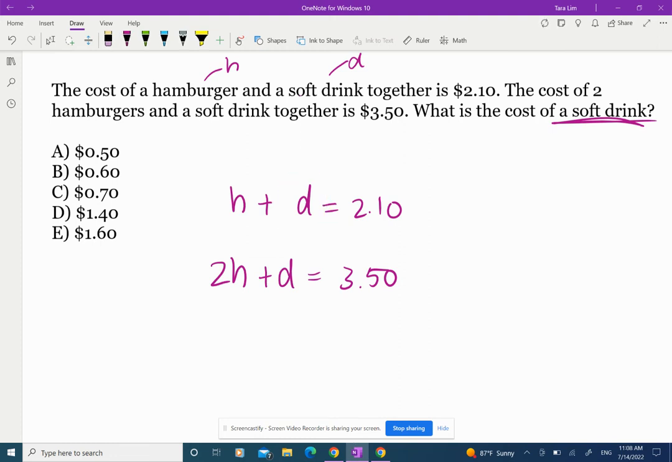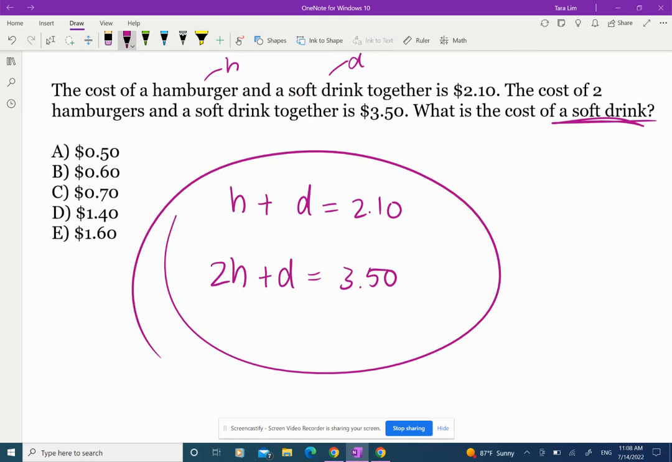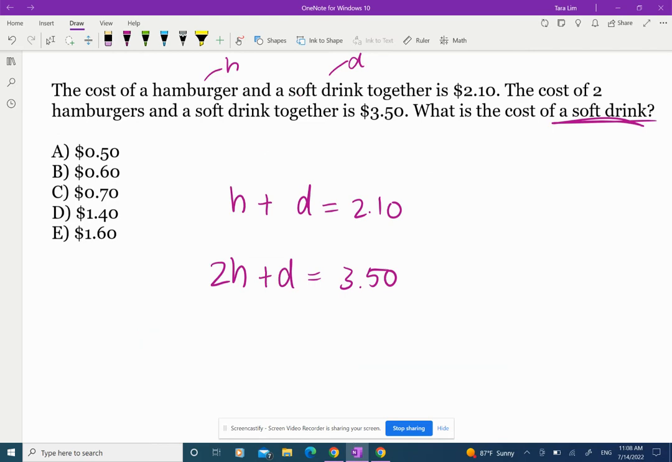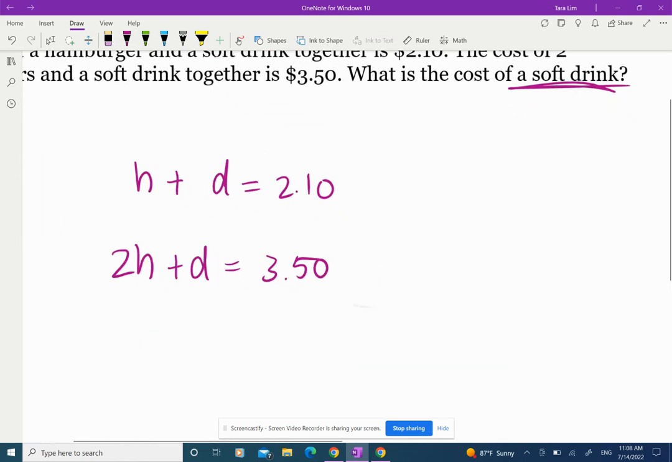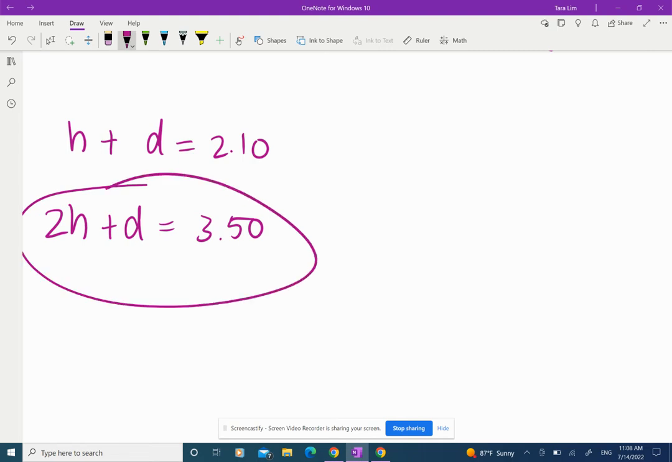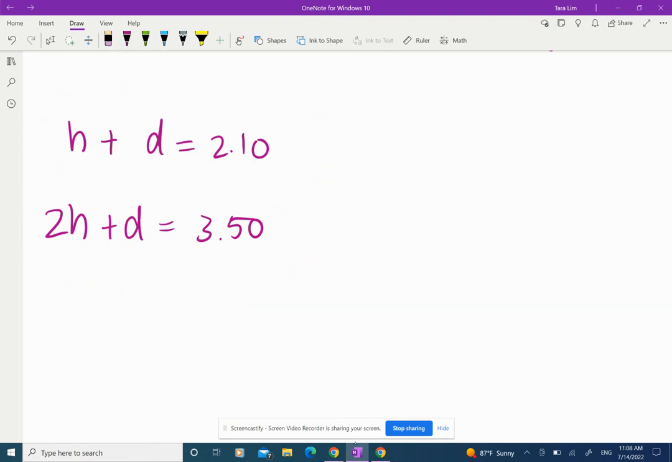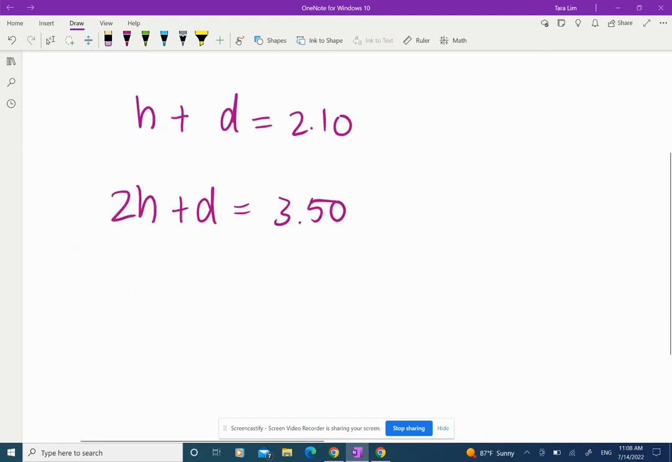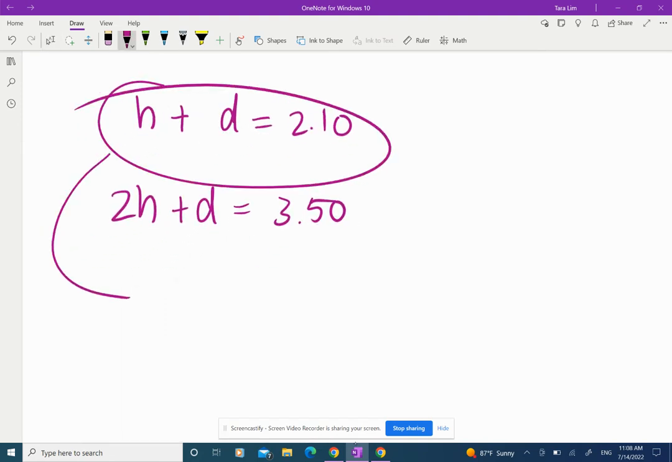Now, there are two ways to solve this. You can use either elimination or substitution. Now, in this case, elimination is easier. So let me show you how to do elimination. So in elimination, basically, I want to minus the equations. So I want to do the big equation minus the small. Now, the reason why I know that this equation is bigger is because 3.50 is bigger than 2.10. So I'll put that on the top. I'll put this at the bottom here.